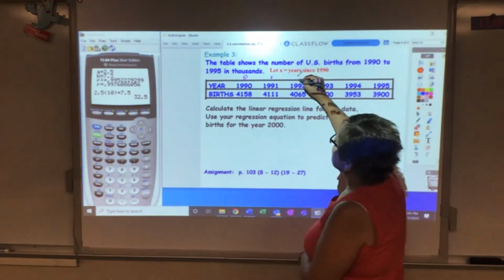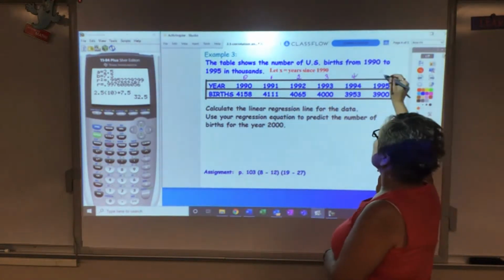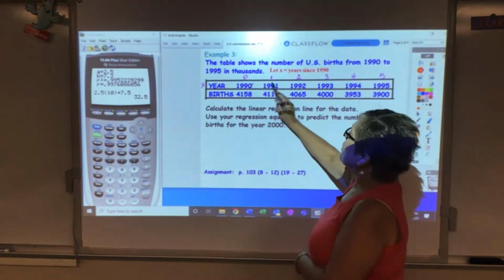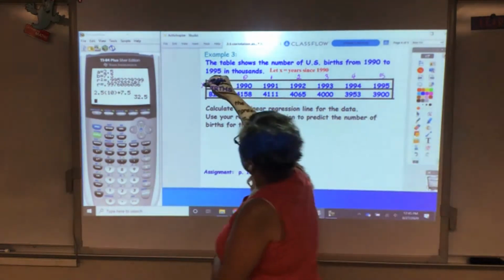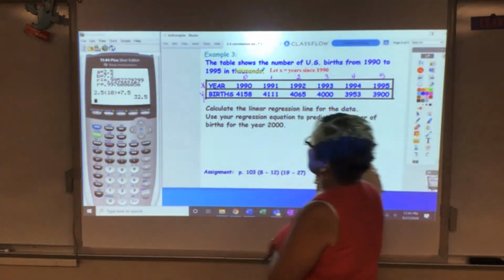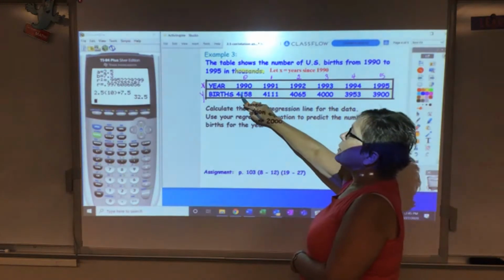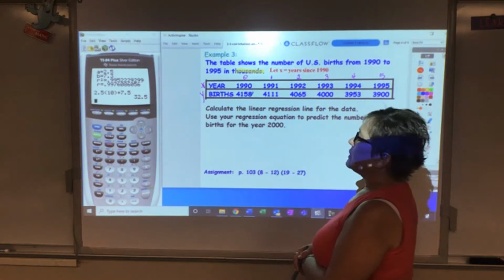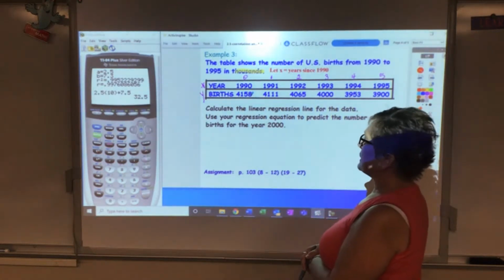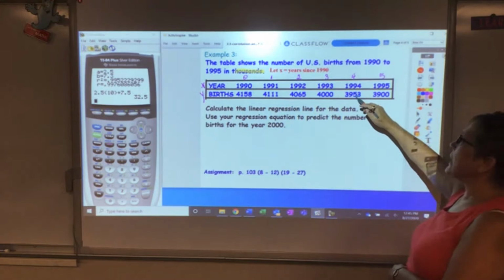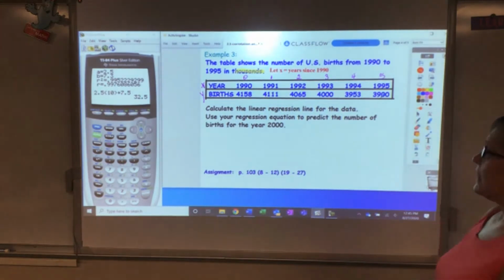91 is 1. 92 is 2 years. 3 years since 1990, 4, and 5. So for my years, for my x's, I'm going to enter 0, 1, 2, 3, 4, 5. And then for my y's, the number of births in thousands is 4,158,000. So 4,158,000 births in the United States. 4,111, 4,065, 4 million, 3,953,000, and 3,900,000. But again, we're entering it in simpler numbers.